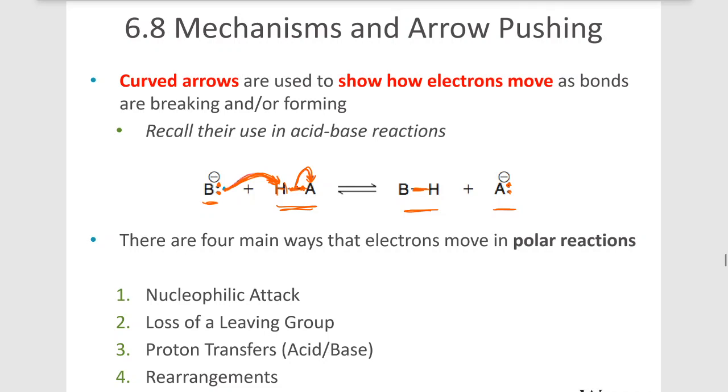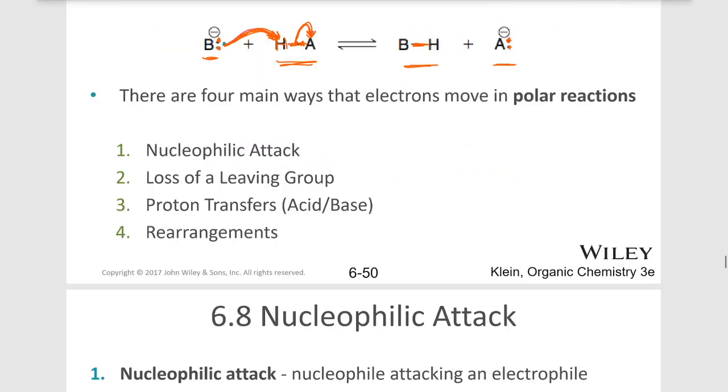There are four main ways that electrons move in these ionic or polar reactions, and we're going to see this over and over throughout this course. We have nucleophilic attack, loss of leaving group, proton transfers, and rearrangements. We're going to look at each of those ways that electrons move throughout the rest of this chapter.